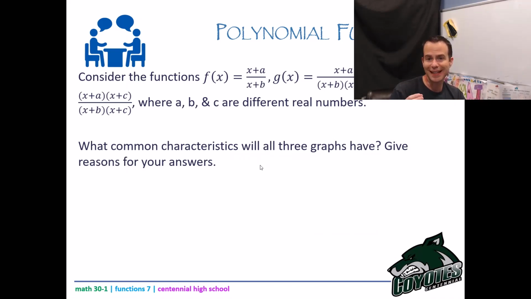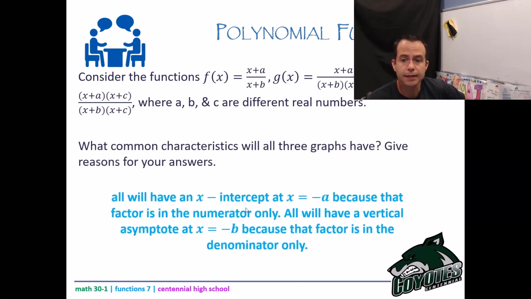X plus a, x plus a is always on top. So that's going to be an x-intercept at negative a comma 0. What else do we have? We've got x plus b is always on the bottom. So I'll have a vertical asymptote at x equals negative b. Okay? All right.